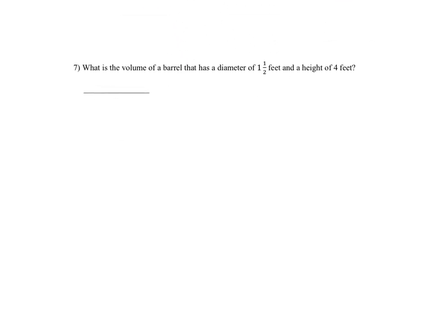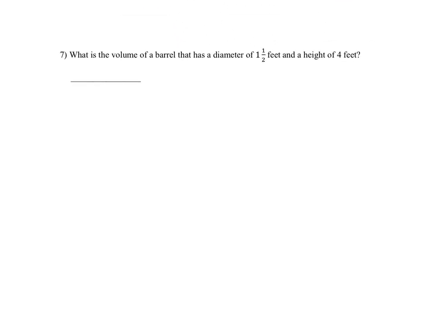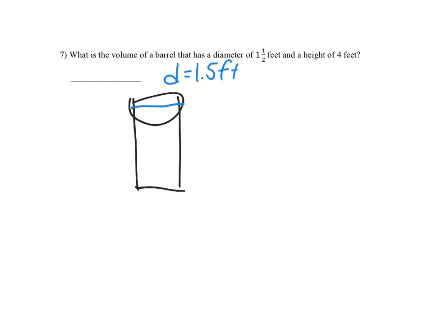I do want to talk briefly about number 7. It says, what is the volume of a barrel that has a diameter of 1.5 feet and a height of 4 feet? When in doubt, draw yourself a picture. Draw a circle, a couple lines down, and call it a day. They are telling us that the diameter, the distance all the way across, is 1.5 feet. And we know the height right here is 4 feet. What I need right here is the radius. So I've got to do half of 1.5. So half of 1.5 is 0.75 feet. That's what that distance right there is going to be.